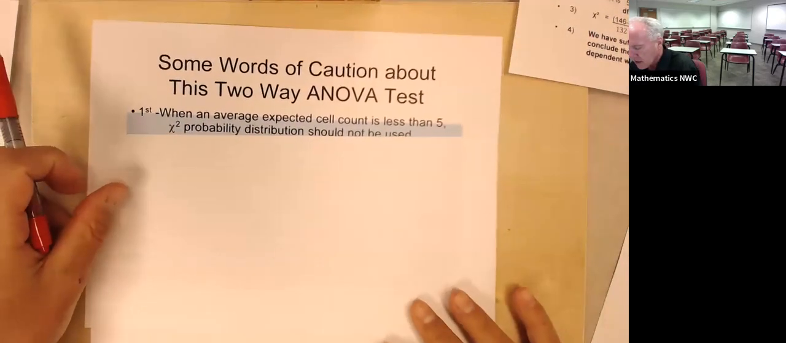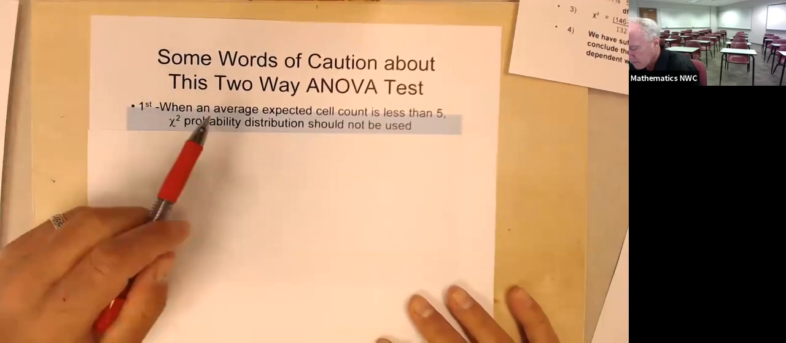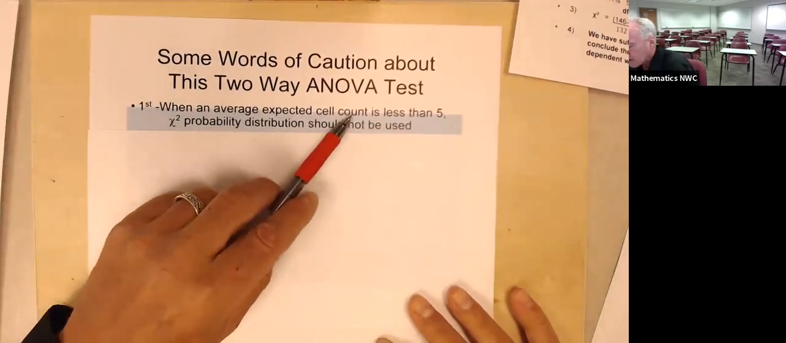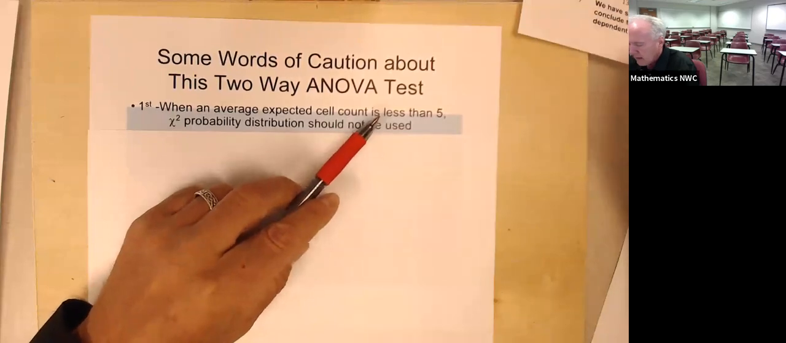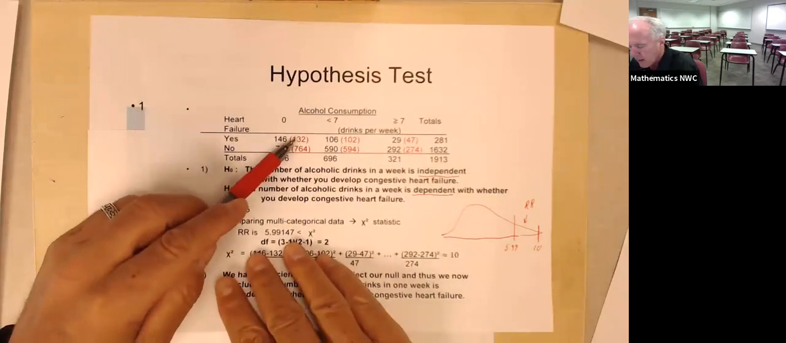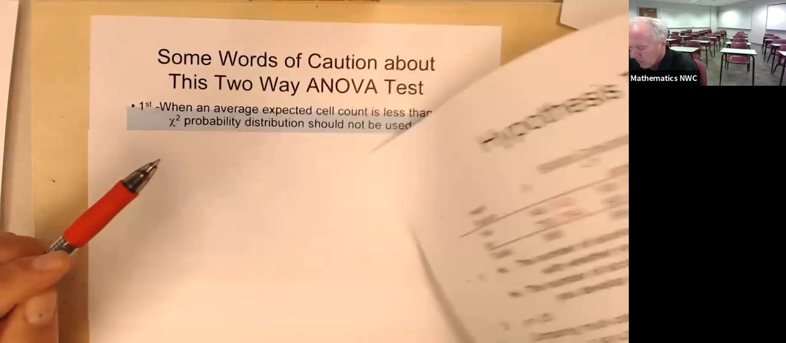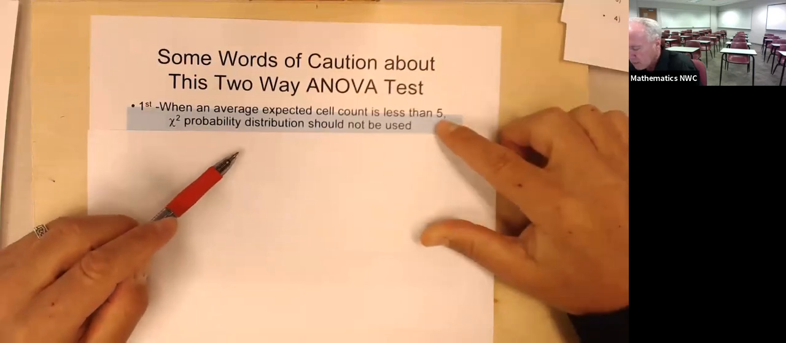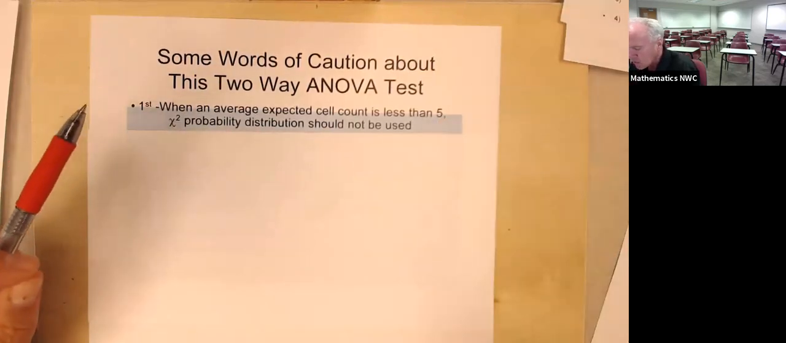Some words of caution about this chi-squared test. On the average expected cell count, if any of these red numbers were not 5 or more, we should probably not use this test.